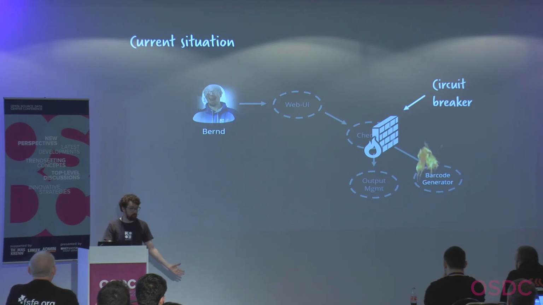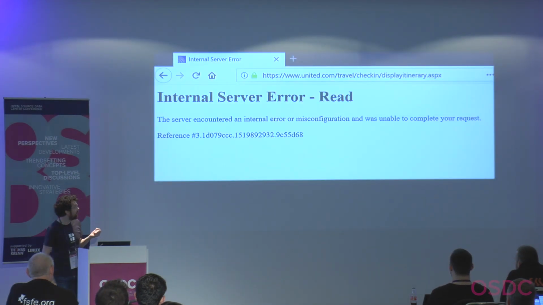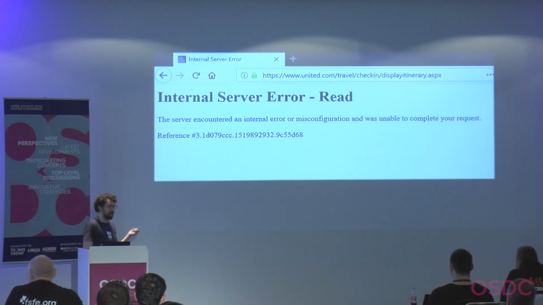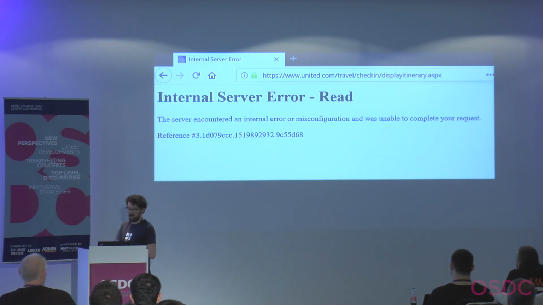Now, why do we know there was a circuit breaker there? Because this same thing happened to Bernd on a different airline. And if you don't have a circuit breaker, United Airlines has the answer. So this is what would happen. So we've prepared for this failure, and that's great.